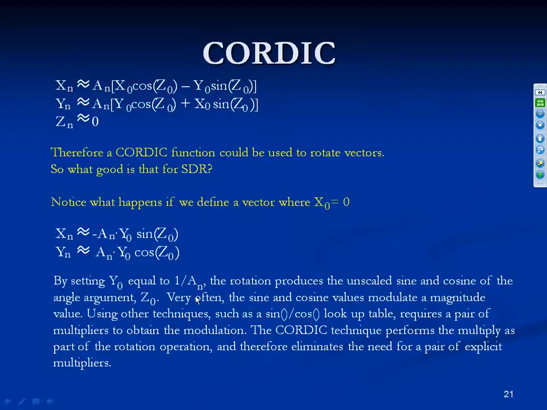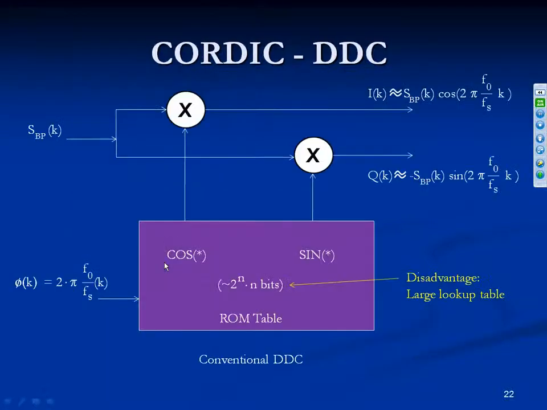But very often, though, the sine and cosine values modulate a magnitude value, like this y0. Using other techniques, such as a sine and cosine lookup table, requires a pair of multipliers to obtain the modulation. The CORDIC technique performs the multiply as part of the rotation operation, and therefore eliminates the need for a pair of explicit multipliers. So here's what you might have in a conventional digital down converter.